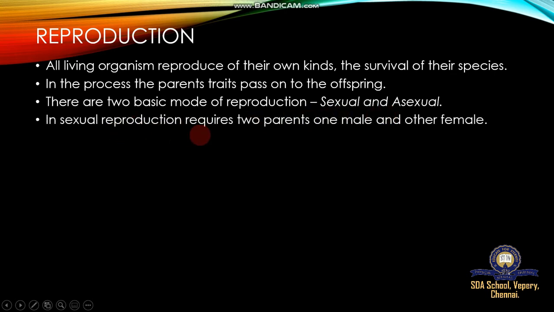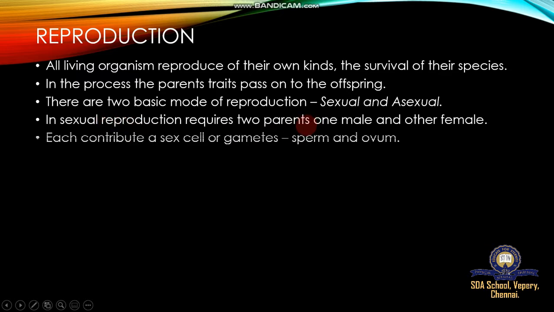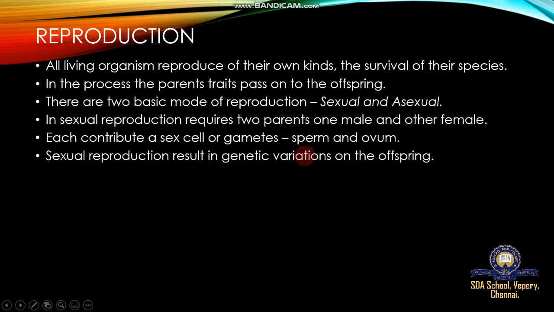Sexual reproduction requires two parents, one male and the other female. In this type, the union of male and female gametes happens. Each parent contributes sex cells or gametes, called sperm and ovum. Sperm are produced by the male parent and ovum by the female parent. Both are involved in fertilization.